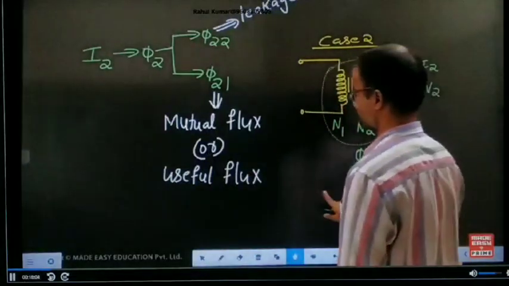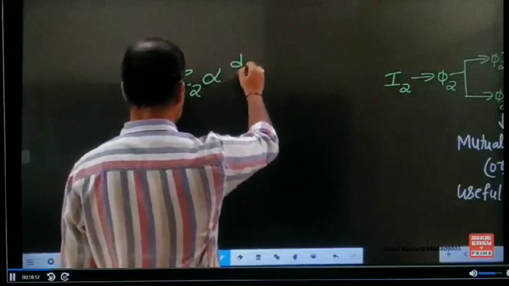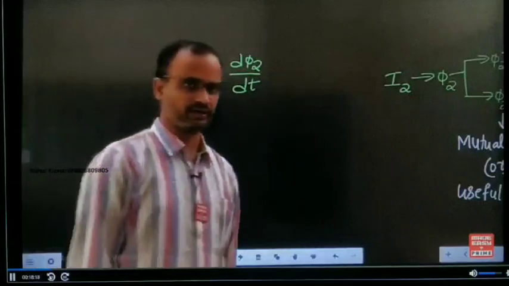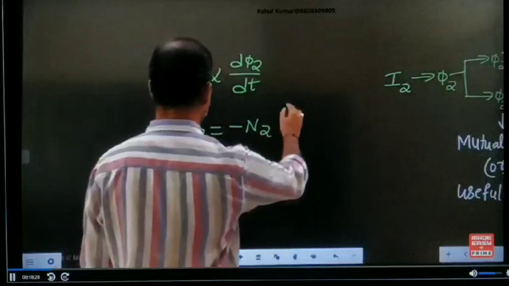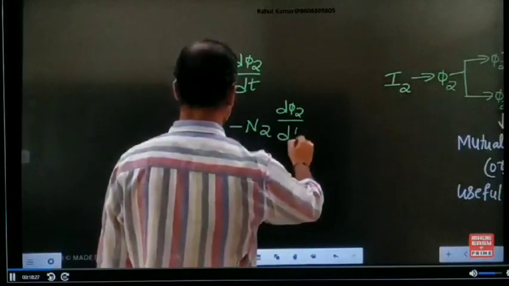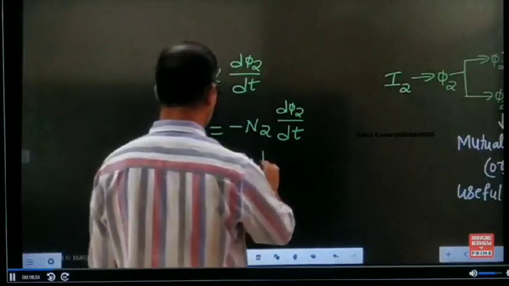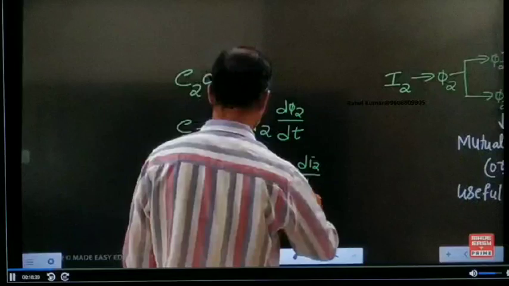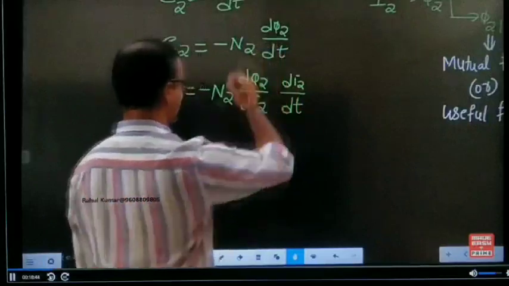Now, with respect to Faraday's law, the induced EMF is directly proportional to the rate of change of flux. For the second inductor, phi 22 is linking and phi 21 is also linking. Based on proportionality, I introduce one constant, that constant is N2. If these two terms are cancelled out, the same expression is obtained.